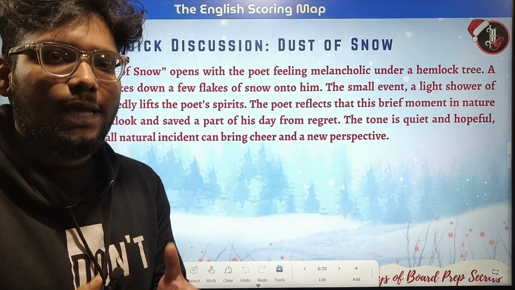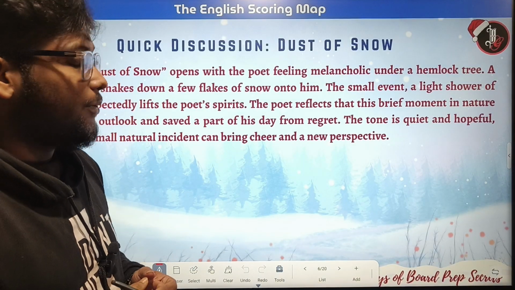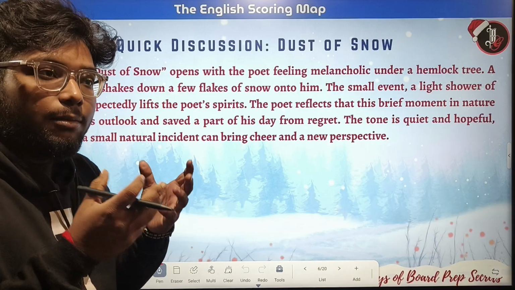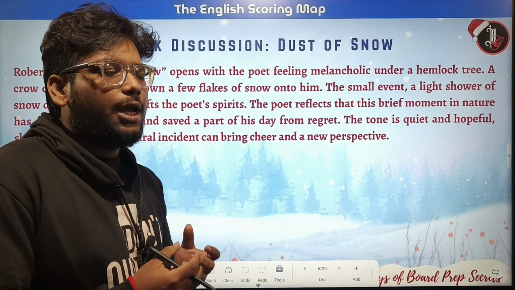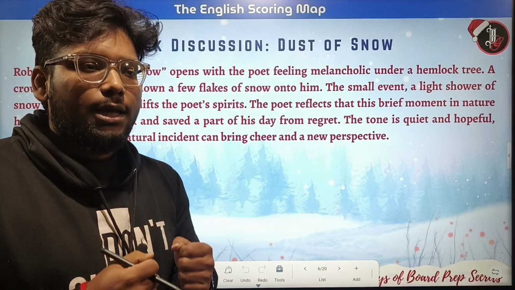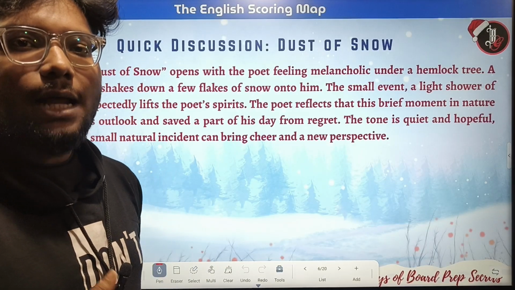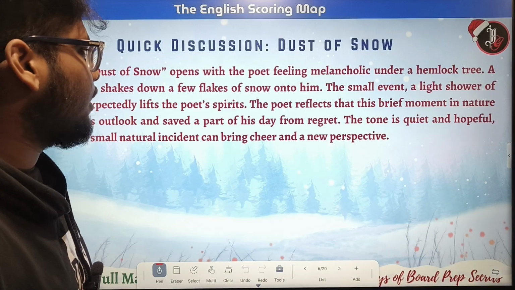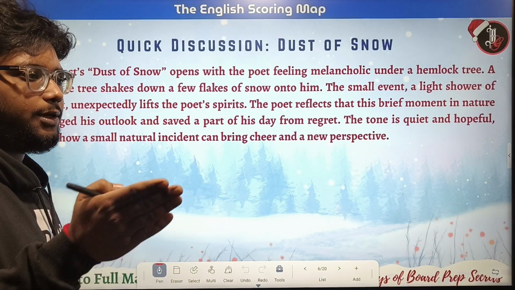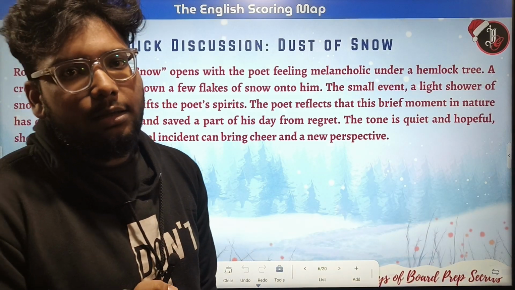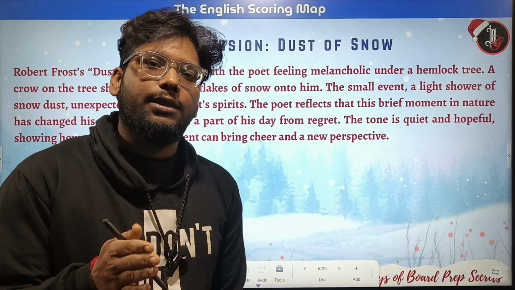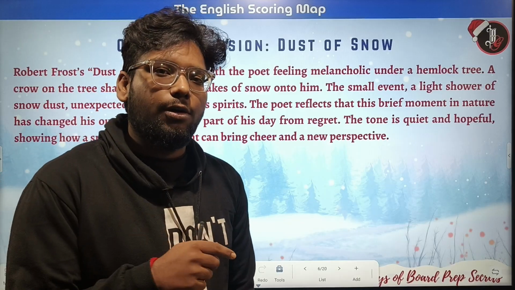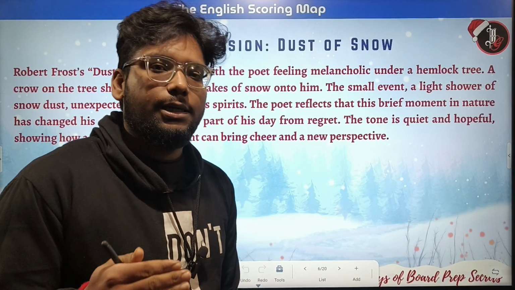Okay, so basically we can just think about the poet Robert Frost, who was feeling melancholic, which means sad. He was very sad during the whole day. But when the dust of snow fell upon him, he just felt that instant urge to be very, very calm, and he wanted to enjoy nature. He started enjoying nature actually. Okay, so in the first place, he was lamenting, he was regretting about his day.